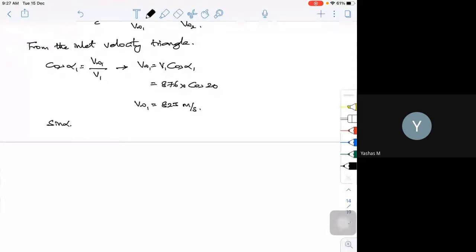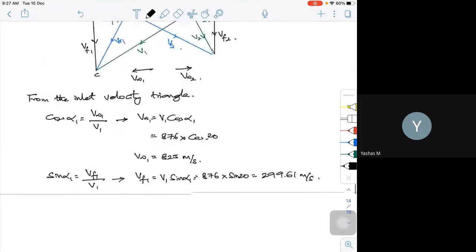Sin alpha 1 is equal to VF1 by V1, or VF1 is equal to V1 sin alpha 1, which is 876 into sin 20. I am getting around 299.61, or roughly 300 meters per second. So I got my VW1, I got my VF1. So from the same inlet velocity triangle, what is your tan beta 1?